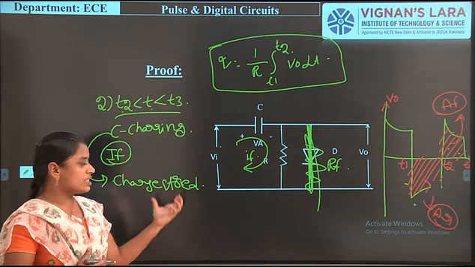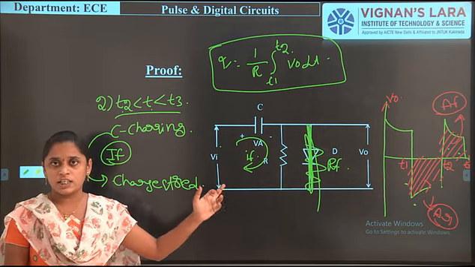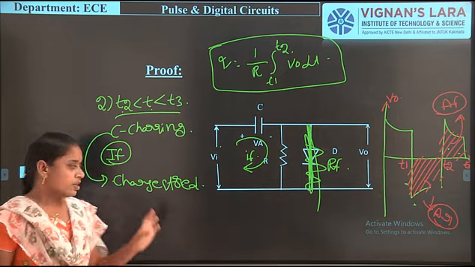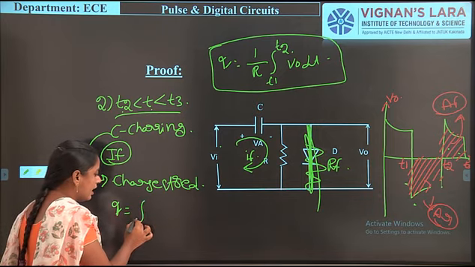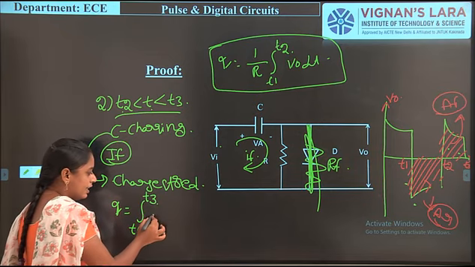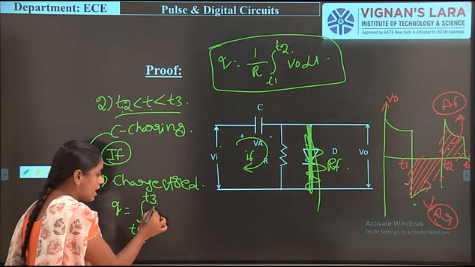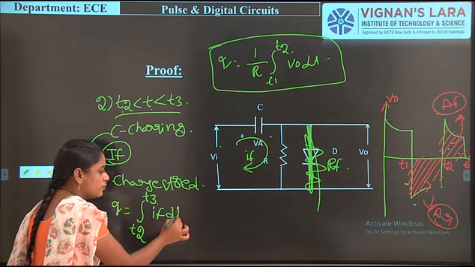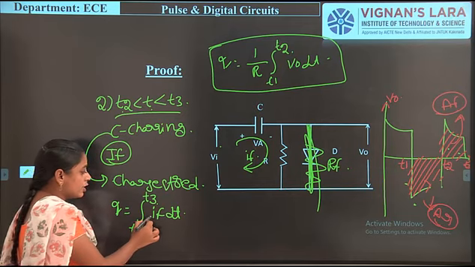Here we discuss the charge stored by the capacitor. In this time the diode is in on condition and the resistance is RF. Simply it can be represented as Q is equal to the integral from T2 to T3. And what is the current flowing through this circuit? The current flowing through this circuit is IF into dt, that is the forward current flowing through this circuit.